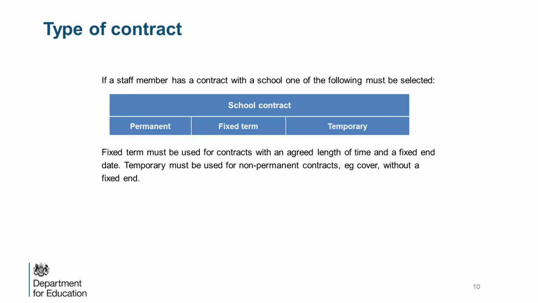Any member of staff employed by a school may have one or more contract records with the same school or one or more contract records with different schools. Contract or service agreement records, as appropriate, should be returned from each school or local authority.